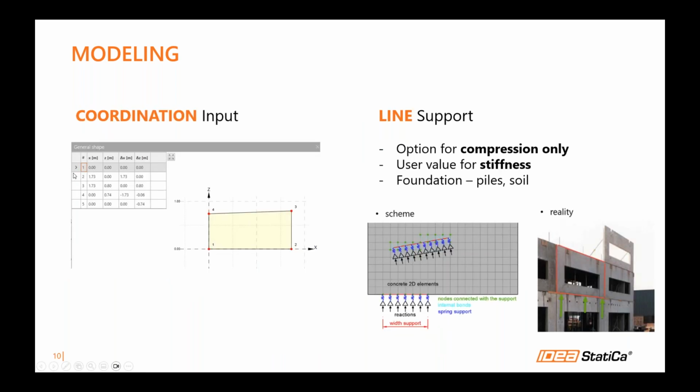The next, what I did was I was using the coordinations. Be aware that you don't see at first sight that you select something in the table, and it's better to also input these numbers, the number of the rows, to have the coordination inputted right. And for the line support, try to remember that there is an option for compression only, and it's a great tool or feature when you want to simulate piles or soil, and you can use a user value that you calculate or that you take from the table.